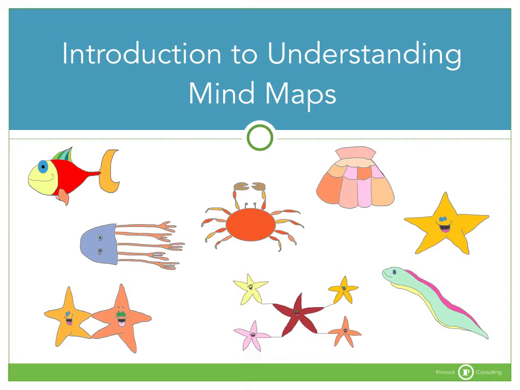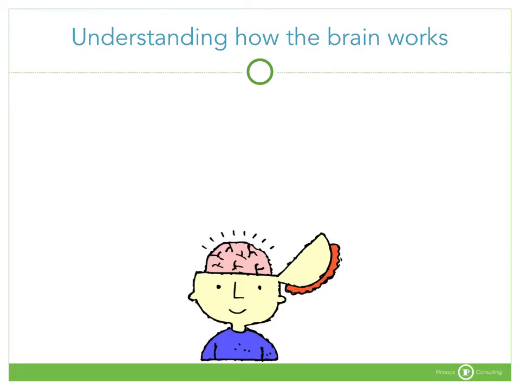This unit is an introduction to understanding mind maps. Before we begin to look at mind maps, let's quickly take a brief look at how the brain works. When a person is given a new piece of information, the brain doesn't begin to memorize this information in a logical, linear manner, such as a list.